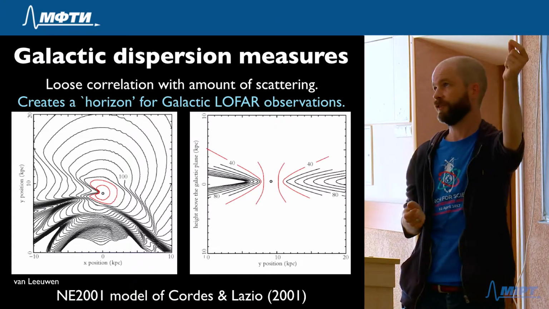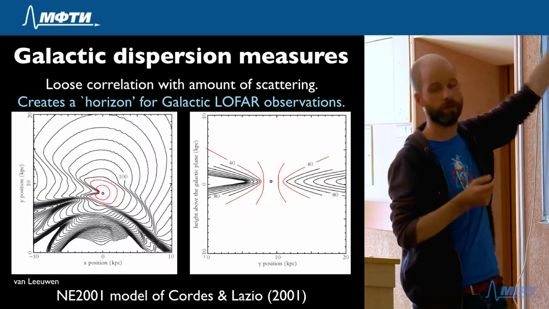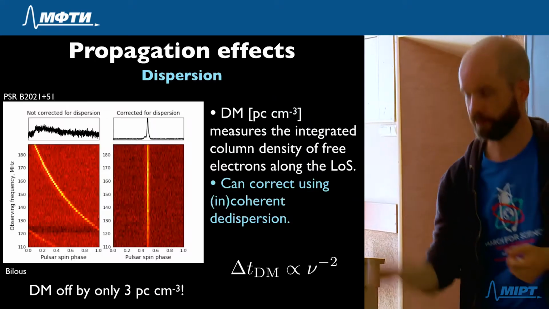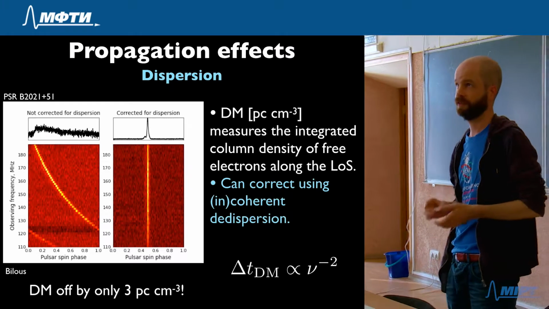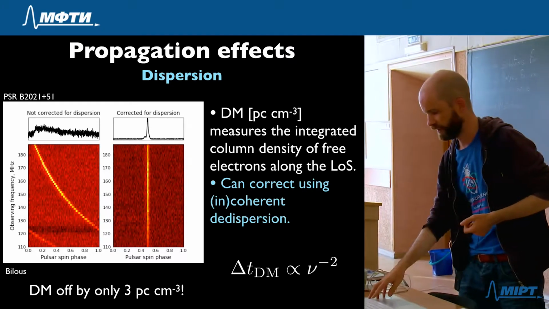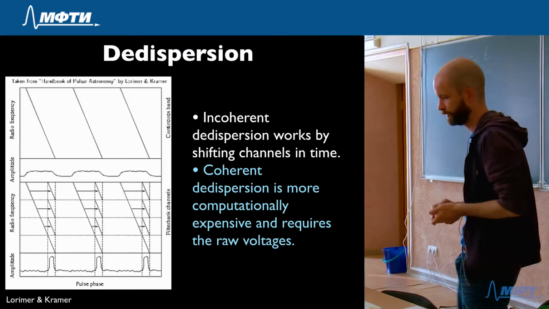So you know the position of the source on the sky, you have this model, and you measure this dispersive delay, and with all of those things, you can come up with a proxy for the distance to the source. So keep that in mind because it's really important for fast radio bursts.